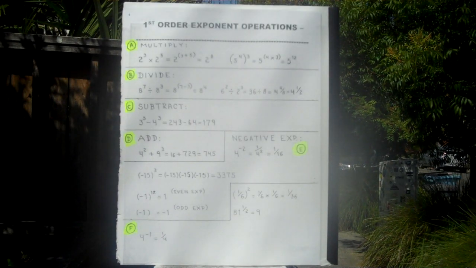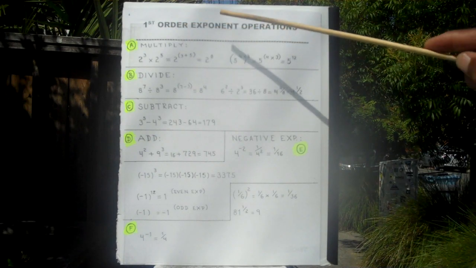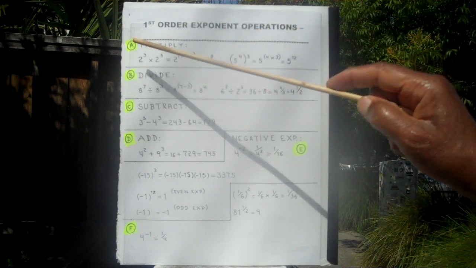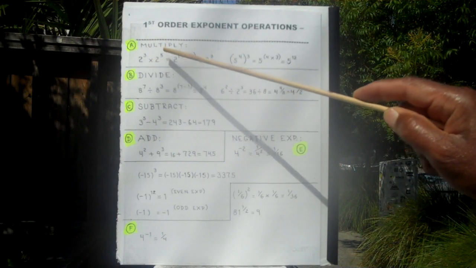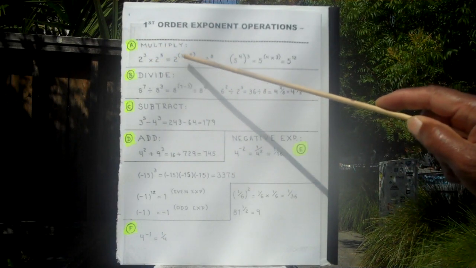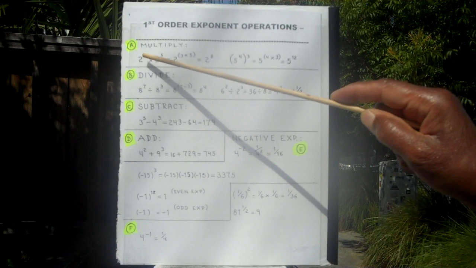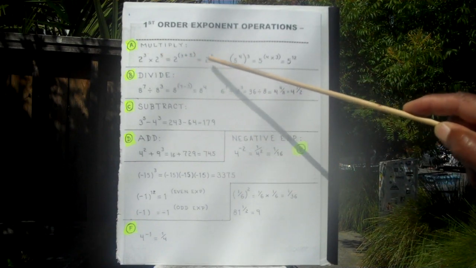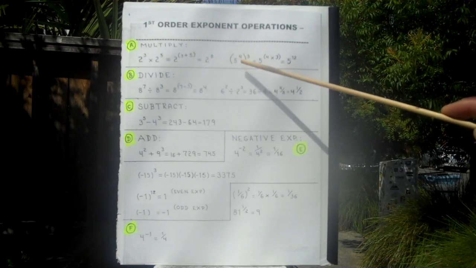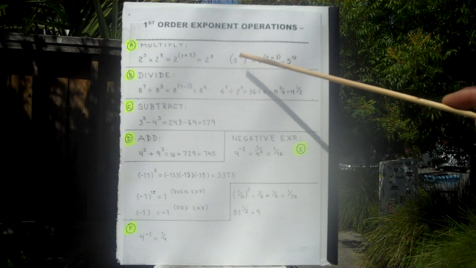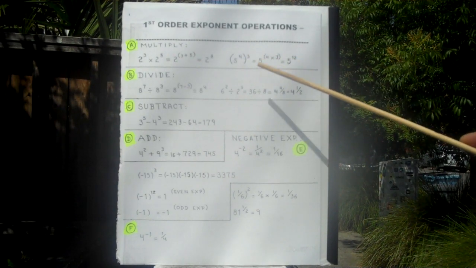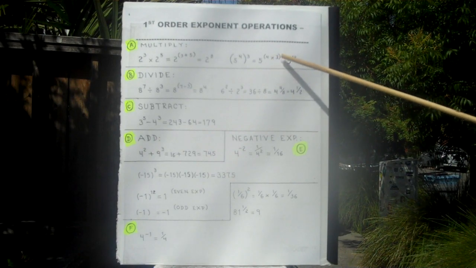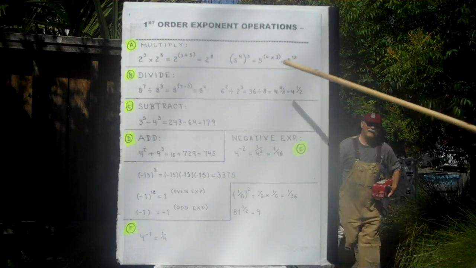Now let's go to first order exponent operations. A, multiply: 2 to the third power times 2 to the fifth power equals 2, where you add the exponents, 3 plus 5, equals 2 to the eighth power. 5 to the fourth power, first worked out, then you put it to the third power equals 5 to the fourth times 3 equals 5 to the 12th power.